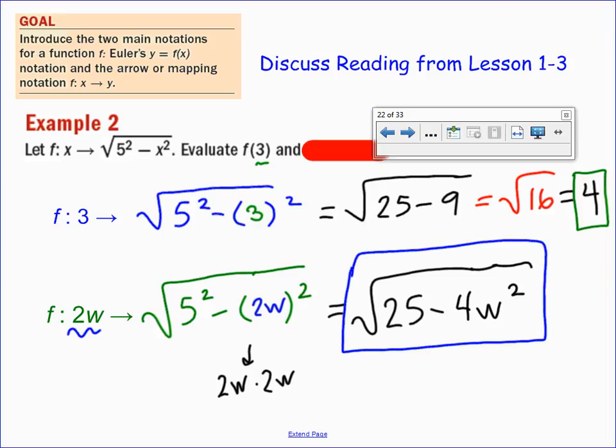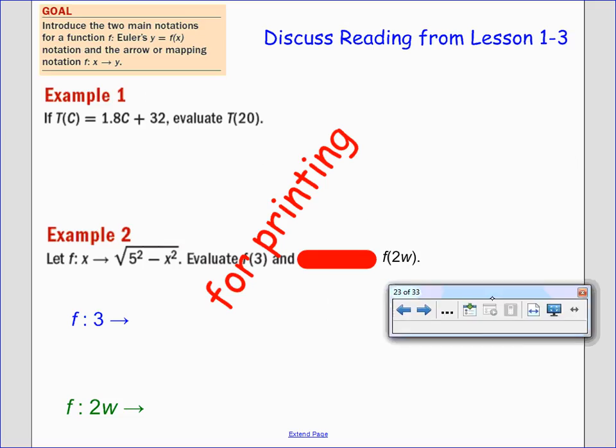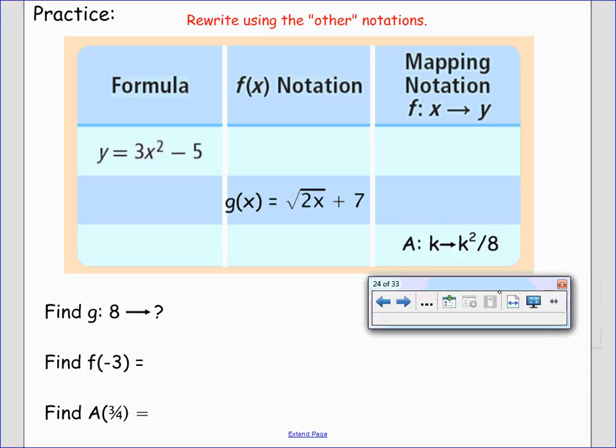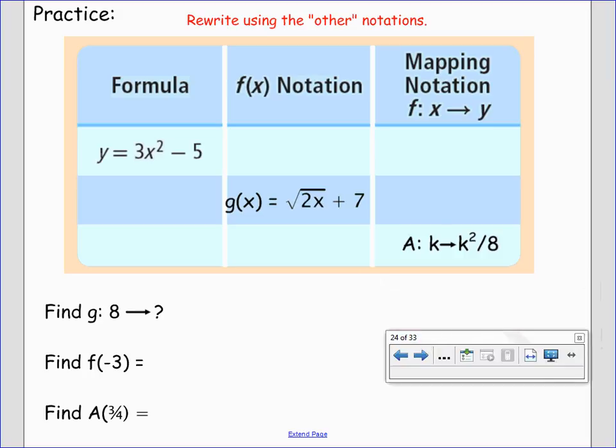What questions are you having about our mapping notation? Mapping notation? Okay. Then let's go ahead and practice going back and forth between our different notations. So we've got an example with an f function, a g function, and a function named a. We need to be able to rewrite in the different notation, either formula, Euler notation, or function notation, and mapping notation. In each case, you're given one box, and you need to fill in the 2 blanks.